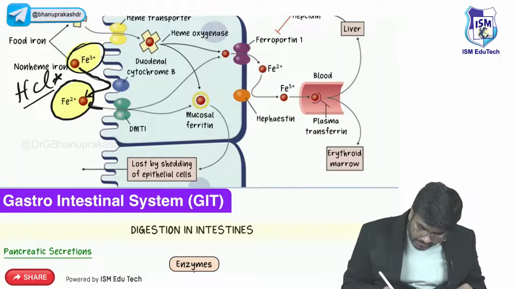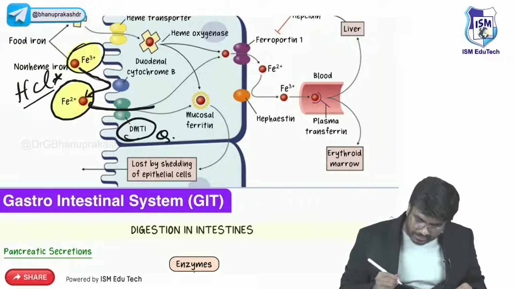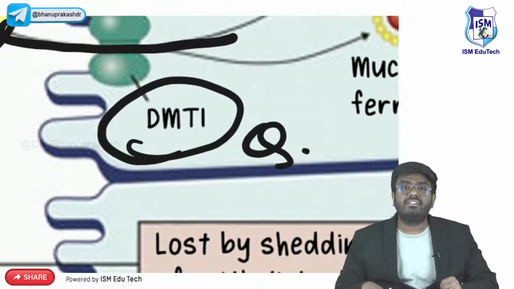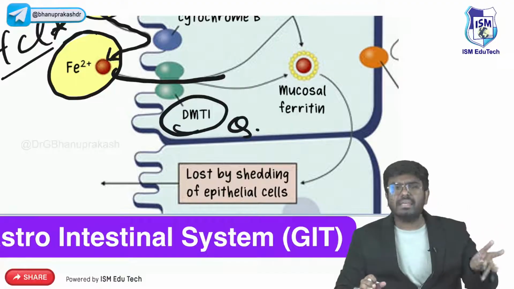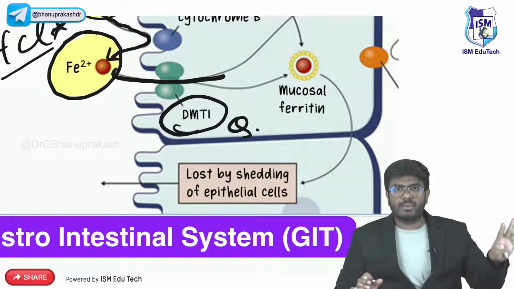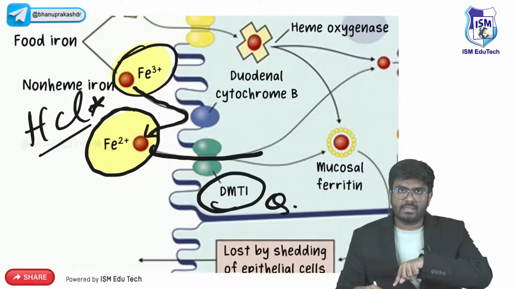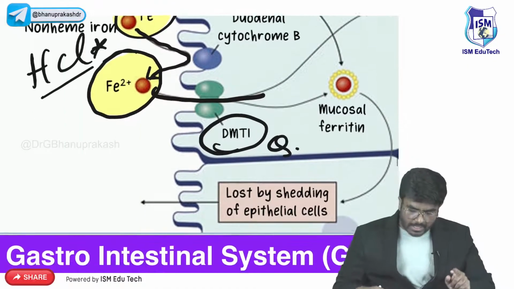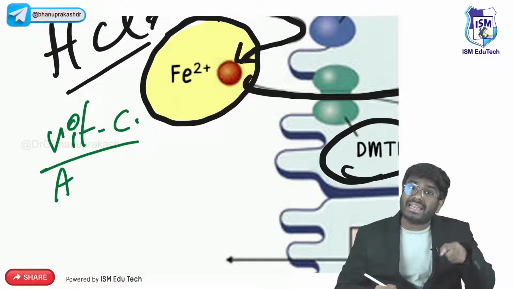So now this ferrous iron will be absorbed into the duodenal enterocytes with the help of a transporter called DMT1, the divalent metal ion transporter 1. No need to remember the full name. Simple, DMT1 transporter helps in iron absorption of the Fe2+ form. Fe3+ to Fe2+ by HCl. If you don't find HCl in the options, then you can also answer vitamin C, the ascorbic acid.